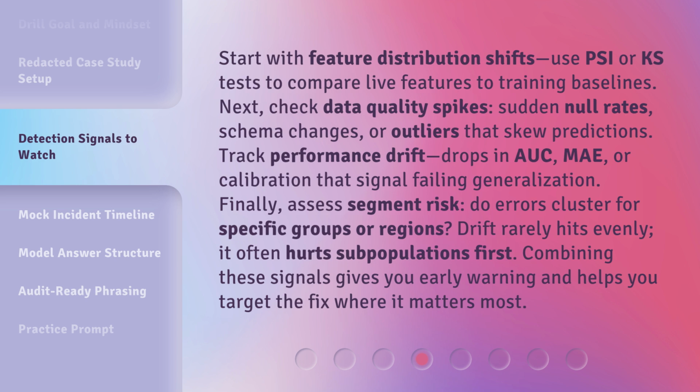Finally, assess segment risk. Do errors cluster for specific groups or regions? Drift rarely hits evenly. It often hurts subpopulations first. Combining these signals gives you early warning and helps you target the fix where it matters most.